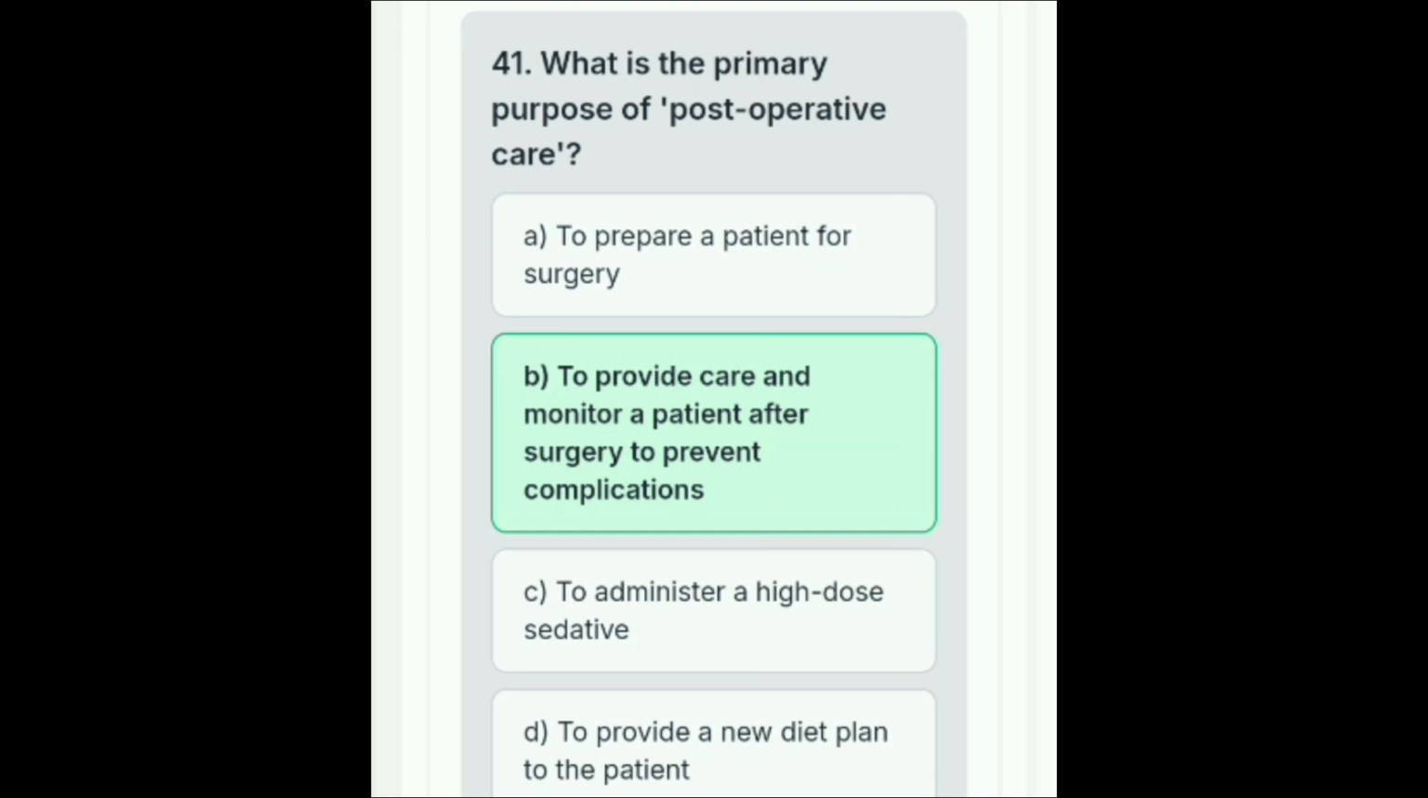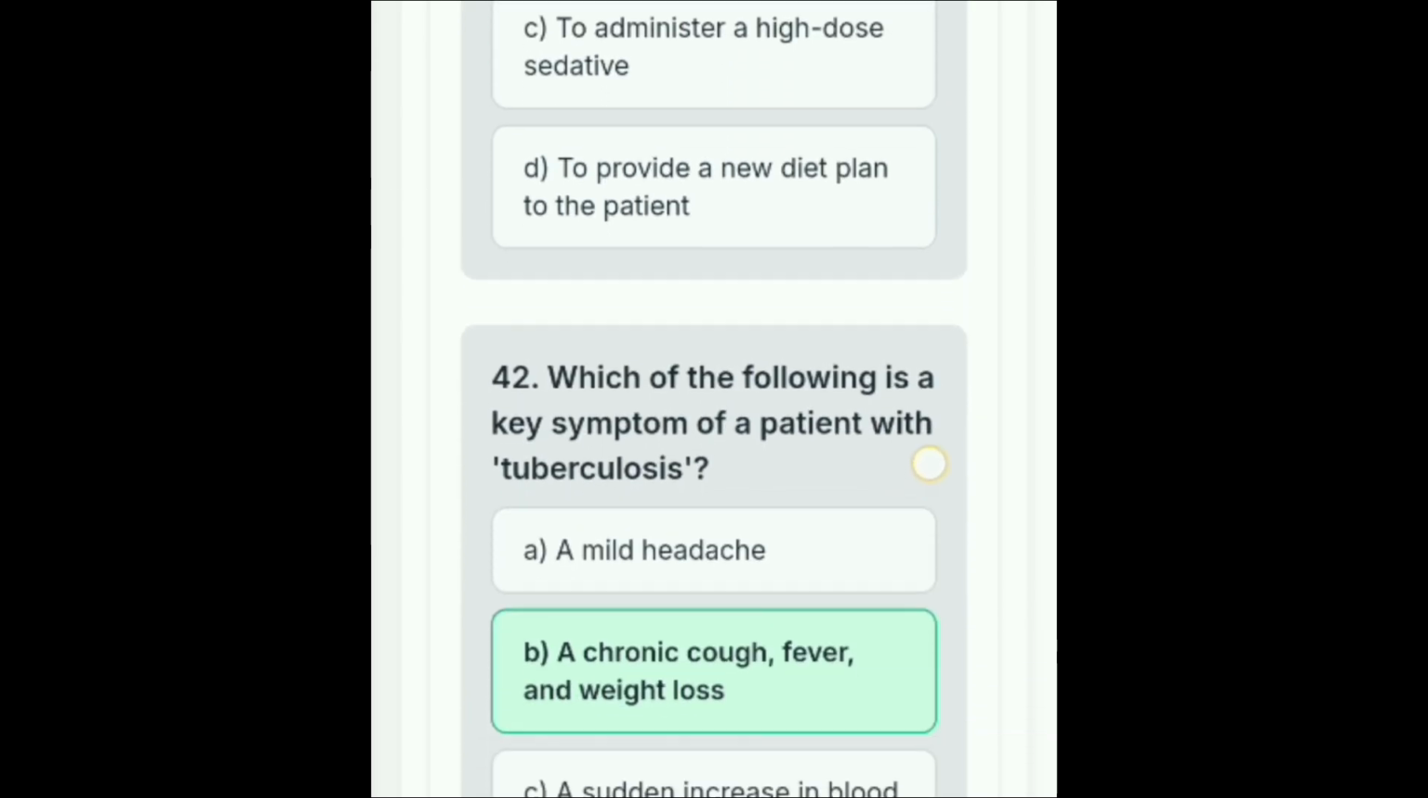What is the primary purpose of post-operative care? Option A, to prepare a patient for surgery. Option B, to provide care and monitor the patient after surgery to prevent complications. Option C, to administer a high dose sedative. Option D, to provide a new diet plan to the patient. So B is correct.